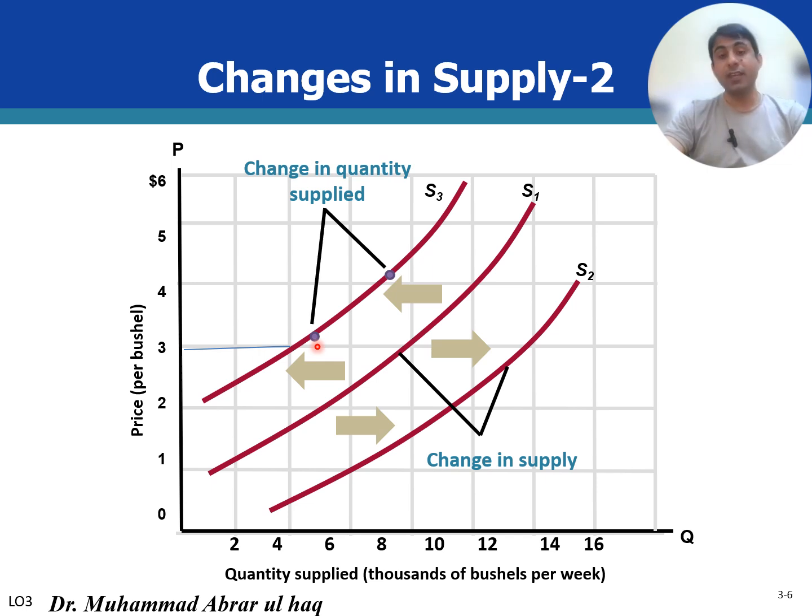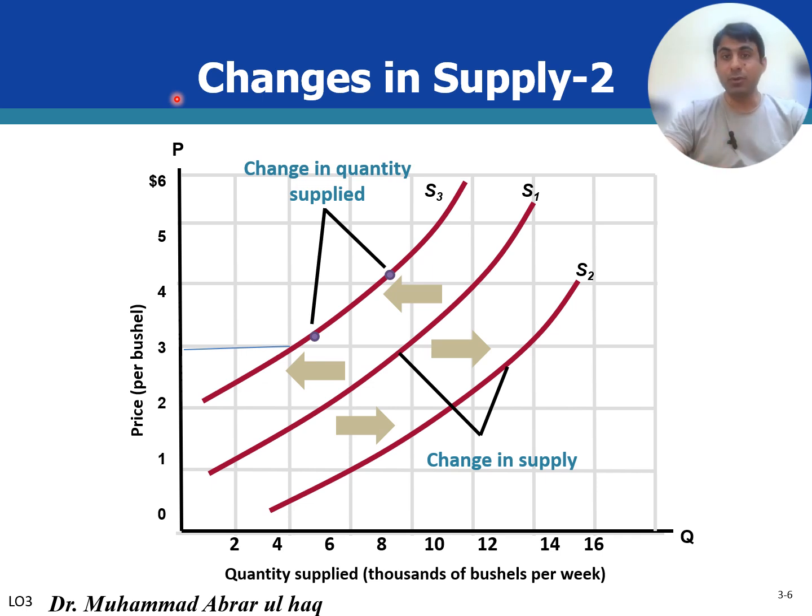But if any one of the determinants changes, such as raw material price, wages, government regulations through subsidies and taxes, or the producers' expectations for the future, then the supply curve can be shifted rightward from S1 to S2, or leftward from S1 to S3. That's indicating a change in supply instead of a change in quantity supplied.